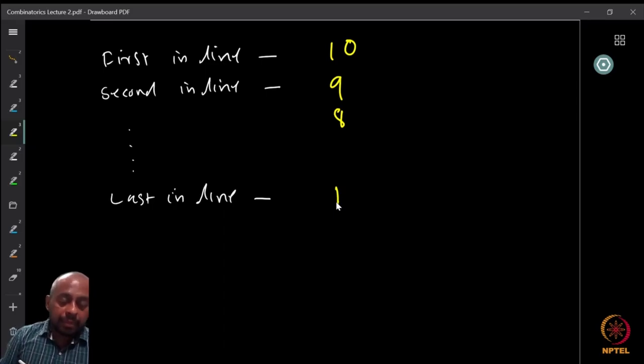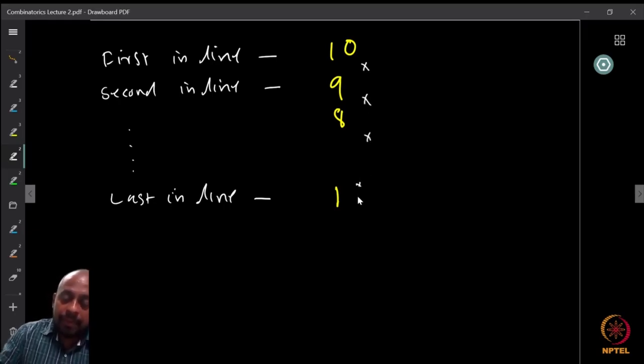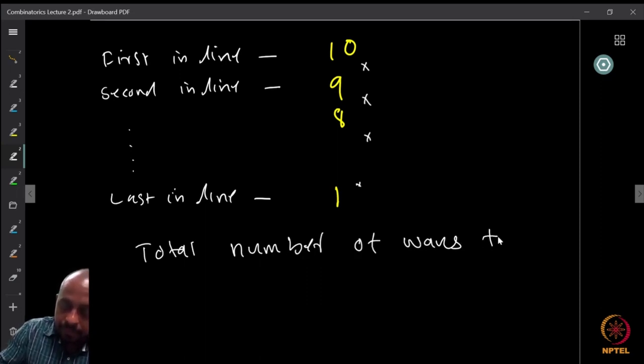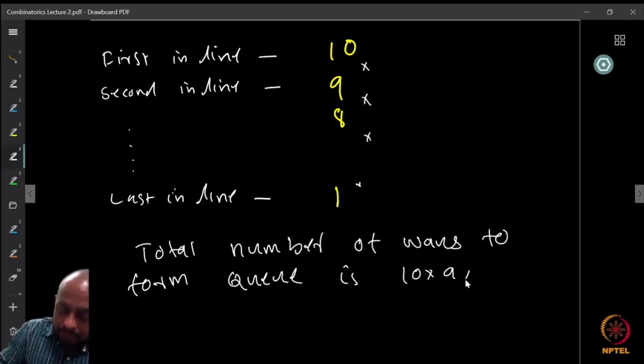We already said that even though the choices are not independent, the number of choices at each stage were independent. So therefore, I can now take the product. I can multiply 10 into 9 into 8 into etc. into 1. So therefore, the total number of ways to form the queue is 10 into 9 into etc., 2 into 1.